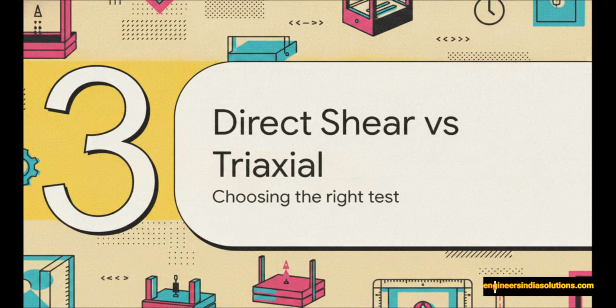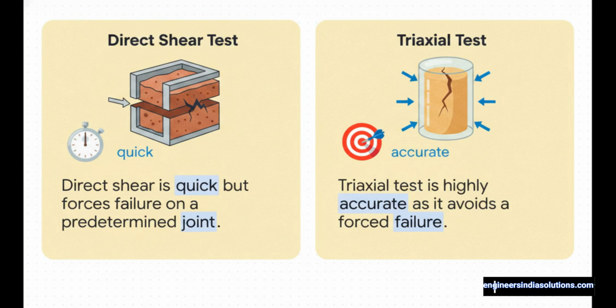Section 3, direct shear versus triaxial, choosing the right test. Now, what's really interesting about this comparison is that engineers constantly have to weigh precision against practicality. The direct shear test is incredibly popular because it's simple, it's quick, and it's inexpensive. You can use it on undisturbed or remolded samples when you just need a fast, rough estimate.